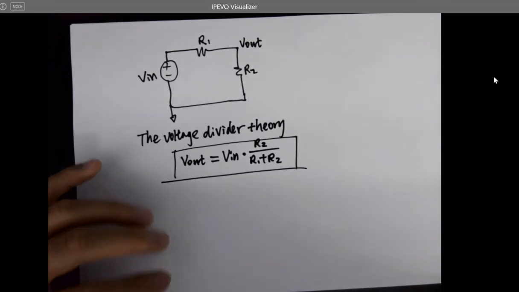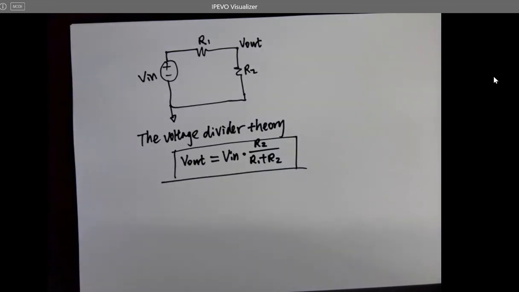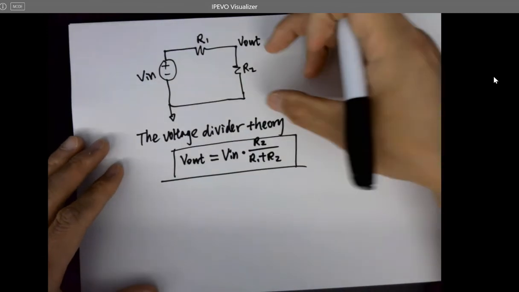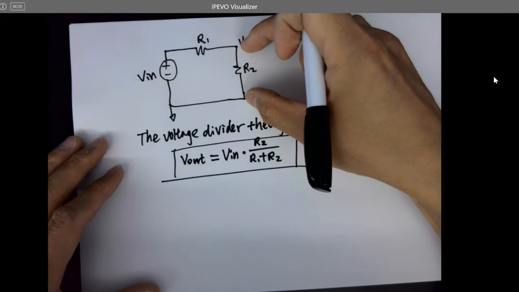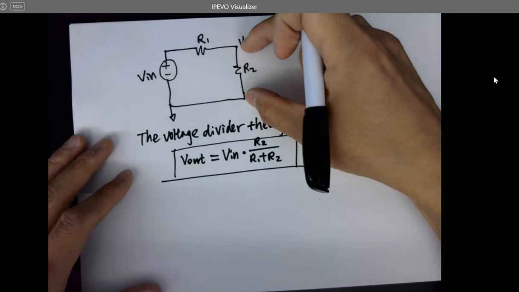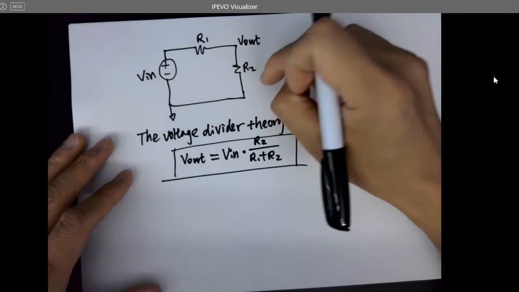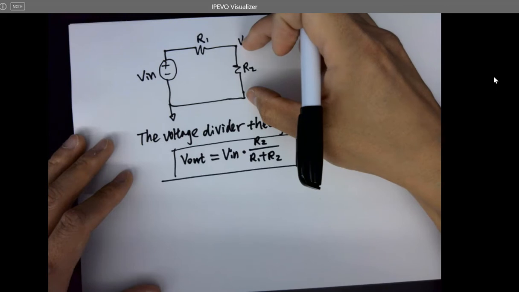So if I explain this intuitively, it is like the voltage share of this resistor equals the resistance share of this resistor.